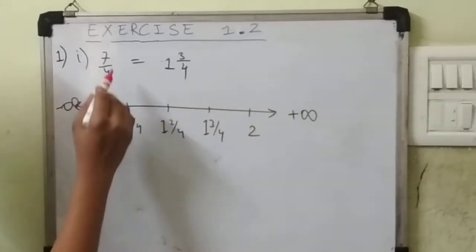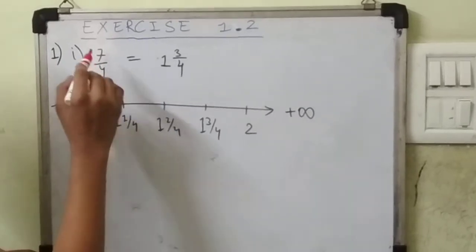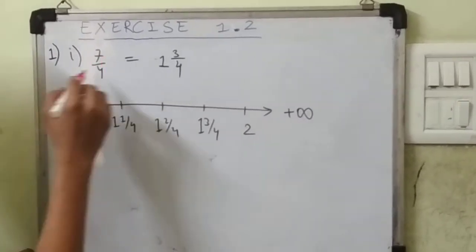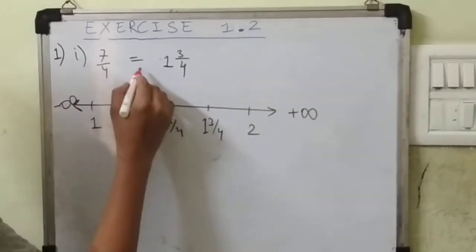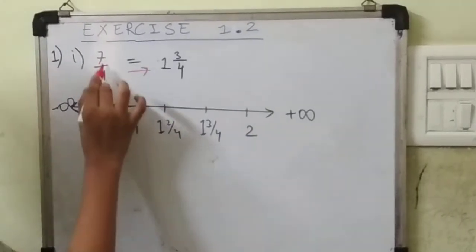So here's exercise question number 1. First part, which says we have to plot 7 by 4 on the number line. Now you can see the numerator is greater than the denominator. So first we have to convert into a mixed fraction. You can see how to convert into a mixed fraction.